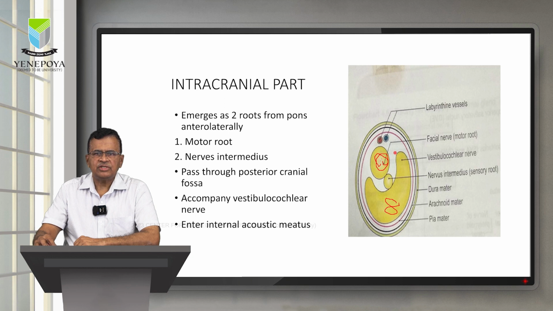This part of the facial nerve is affected whenever there is a cerebello-pontine angle tumor. In that case, we have associated facial palsy along with tinnitus and progressive deafness, since that tumor compresses both the 7th as well as the 8th cranial nerves.